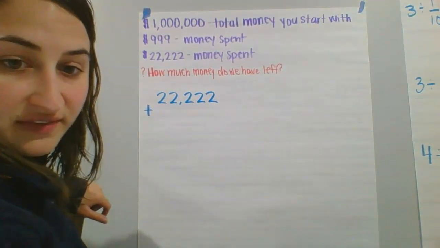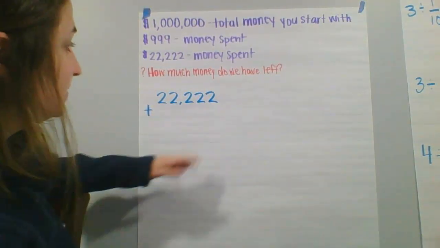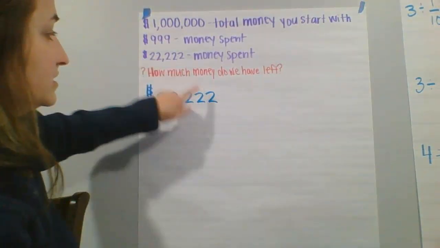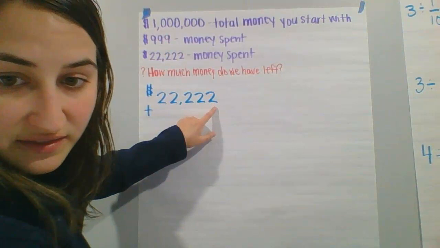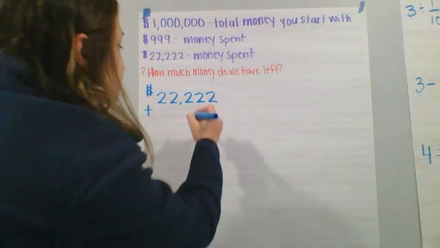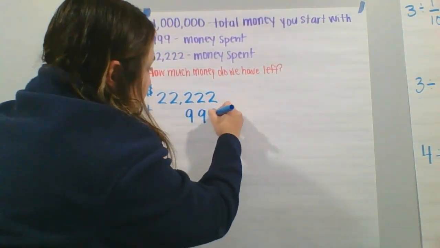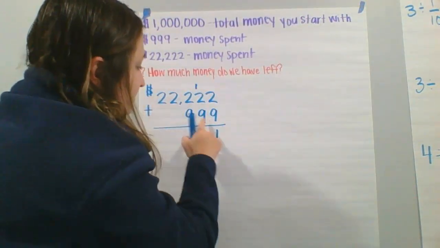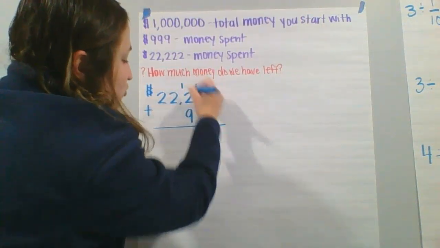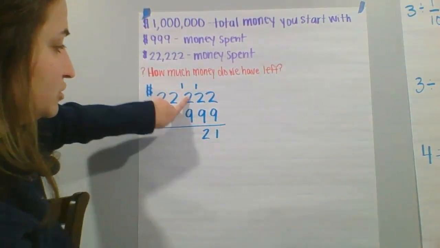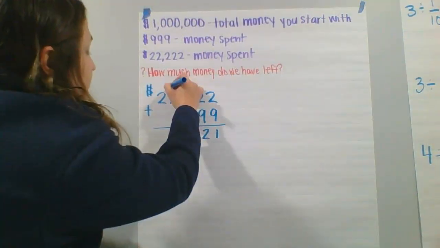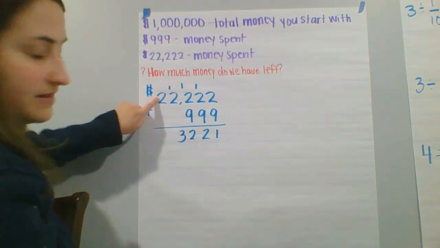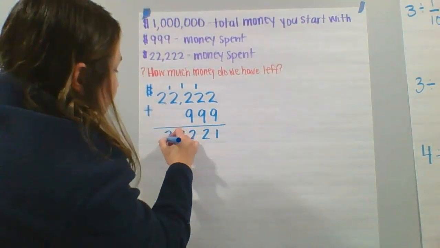And you want to make sure that the 999 lines up in each of the place values that it corresponds with. So the 9 in the ones place needs to go underneath the 2 also in the ones place. 9 plus 2 is 11, plus 1 is 12. 2 plus 1 is 3. And then 2 we bring down.